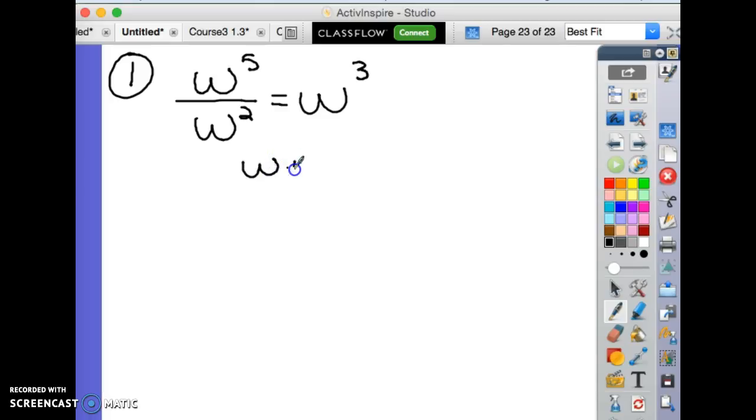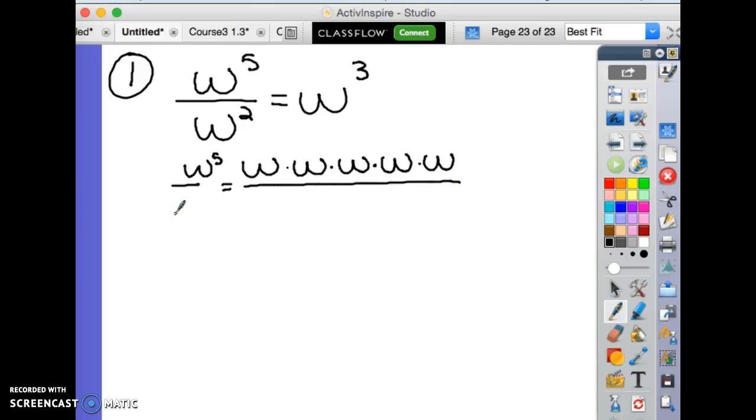So the top says w times w times w times w times w, because we have w to the 5th over w to the 2nd. So we just finished practicing this. You should know that when you have w to the 5th, that is 1, 2, 3, 4, 5, and then w to the 2nd, there's 2. Well, if you think about it, what happens when you have a number divided by itself? So let's say 4 divided by 4, that's 1. So the same thing works here. W divided by w is 1.